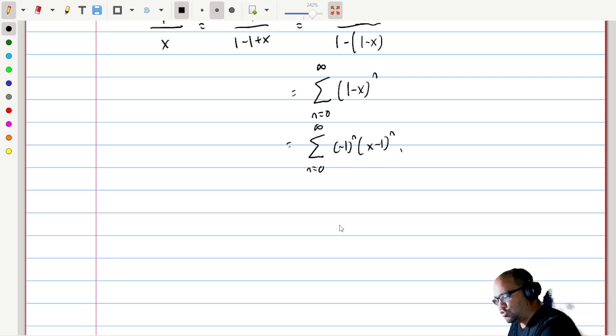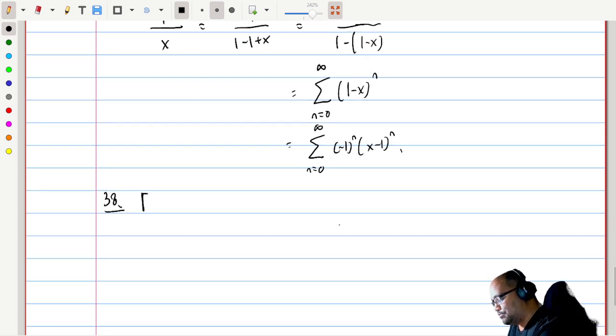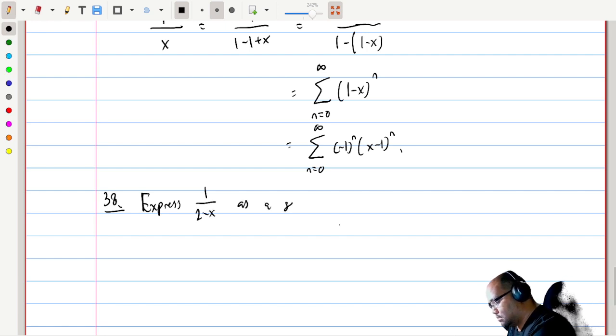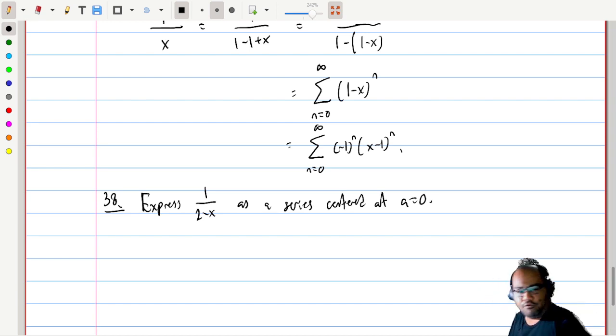In fact, I want to do 38 next, which is similar. This time it's going to be 1 over 2 minus x. And of course, for these, you can go ahead and look at the interval of convergence and the radius of convergence.